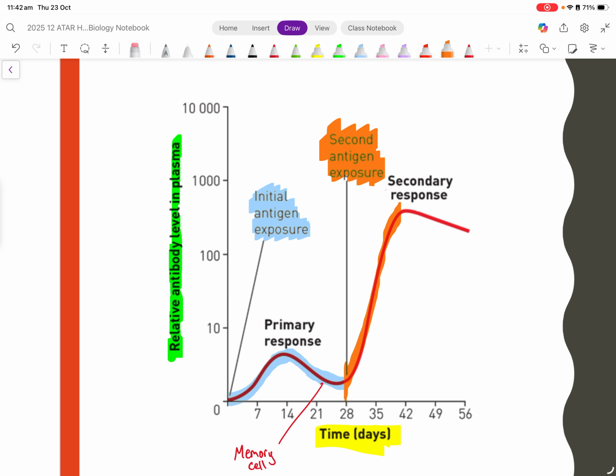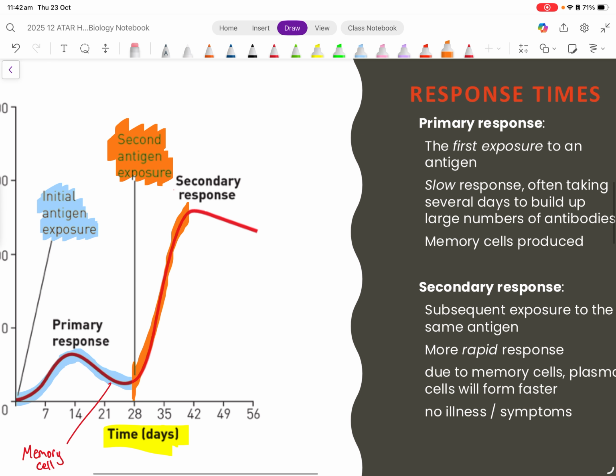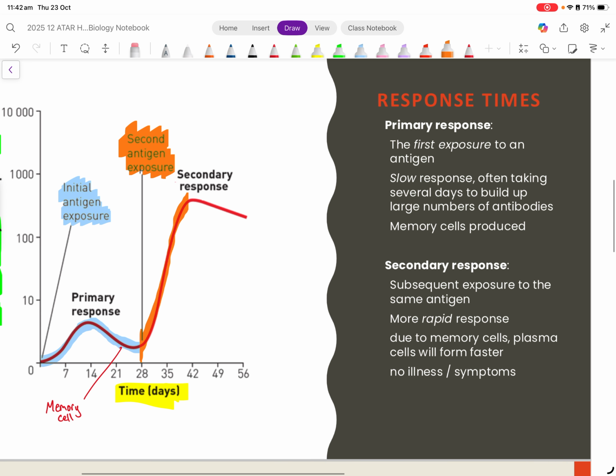So what this is going to mean for this particular individual is, despite exposure to the pathogen for a second time, they're very unlikely to be inhibited with any symptoms or anything like that, as the body can deal with the pathogen very, very quickly. So we've got some notes over here to the right. This is effectively a summary of what we've just spoken about.